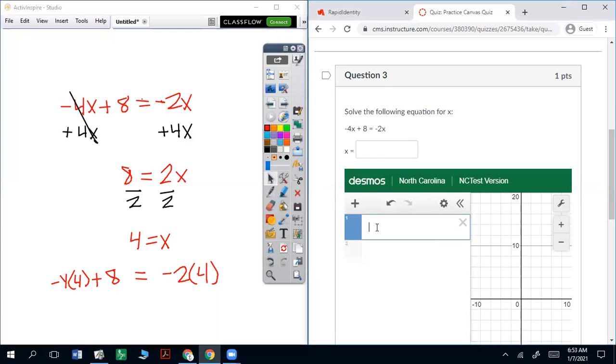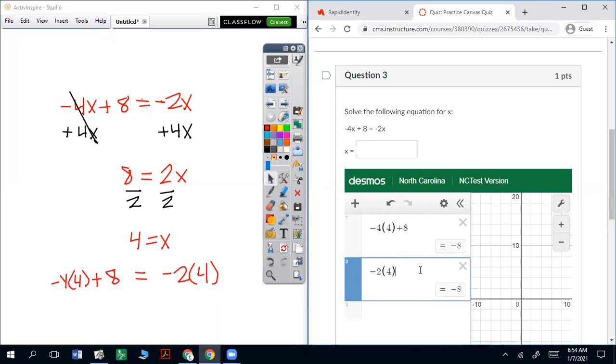So we can verify that, of course. Negative 4 parentheses 4 plus 8 is negative 8. Then go back here and do negative 2 times 4. And that also gives you negative 8. So both sides of the equation, you get the same thing when you plug in 4. So that way you know 4 is going to be your answer. All right, let's look at number 4.